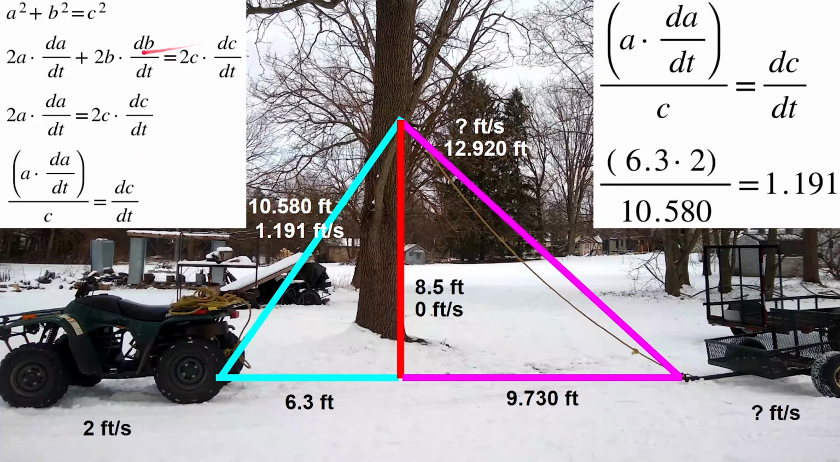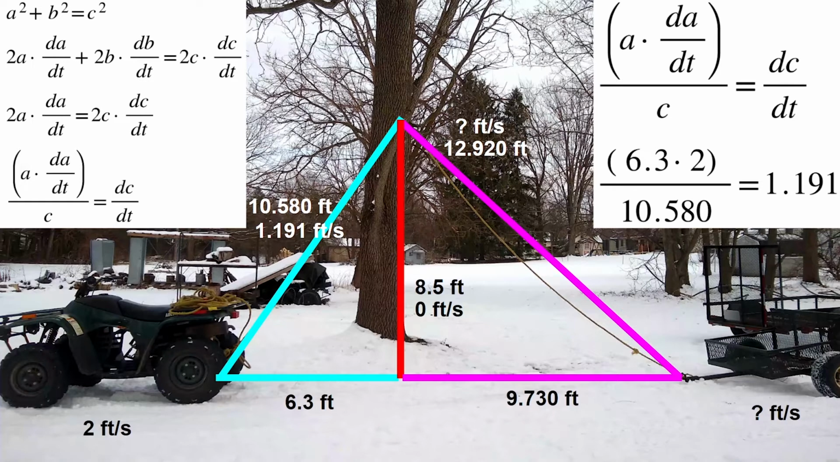Similarly, dB over dt, the derivative of b with respect to time, is going to be 0 feet per second, which means that we can actually get rid of it, because if this is 0, this term cancels out of the equation. So now we're left with 2a times the derivative of a with respect to t equals 2c times the derivative of c with respect to t.